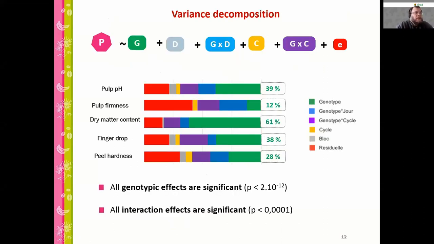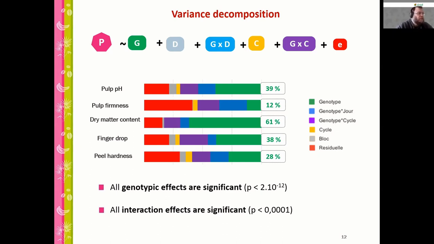When we study the variance decomposition, for people who could be interested, this is a linear mixed model we used to analyze the data and to calculate the BLUPs, the best linear unbiased predictors, excuse me. But what is important is that we have for all traits a good part of genotypic effects.